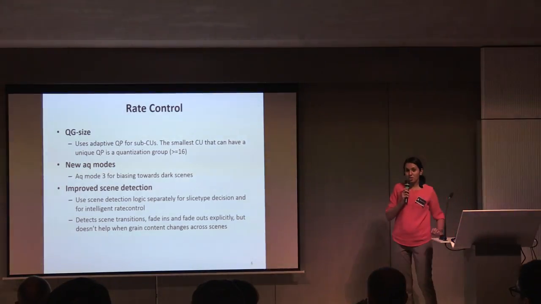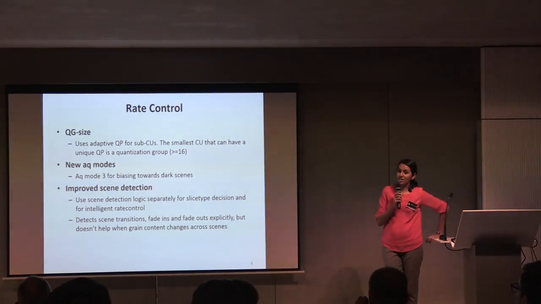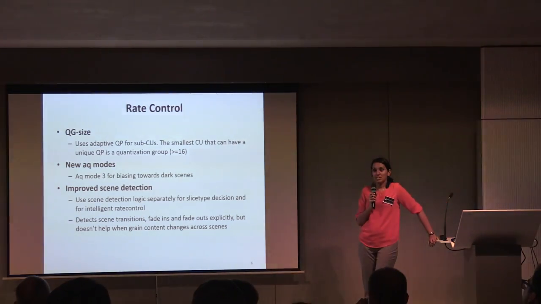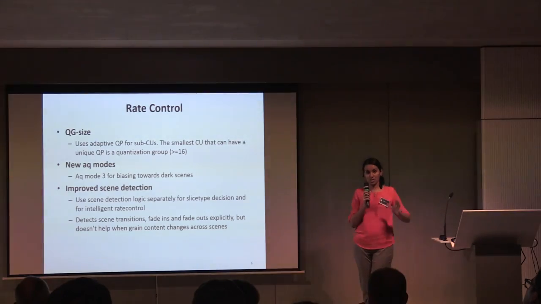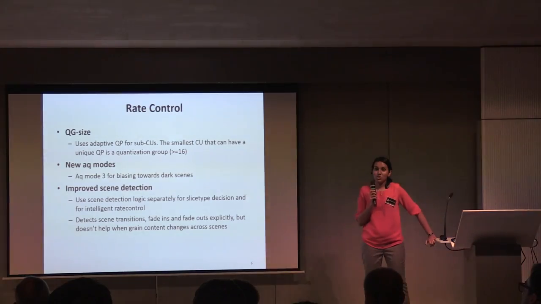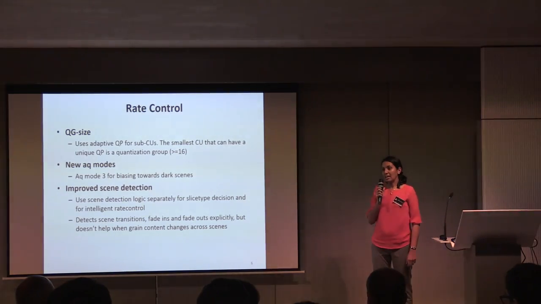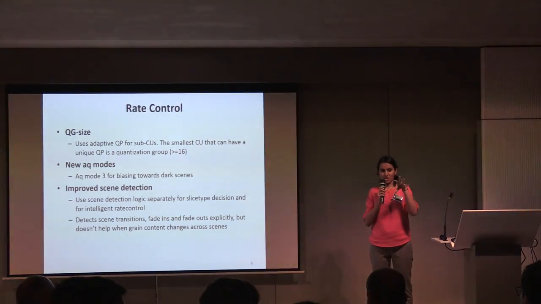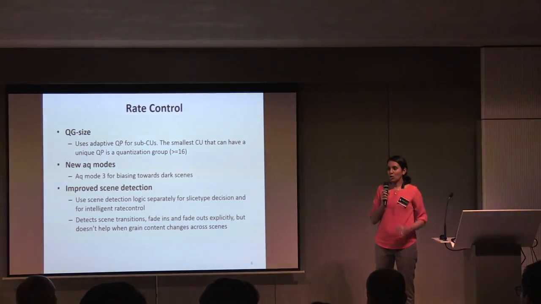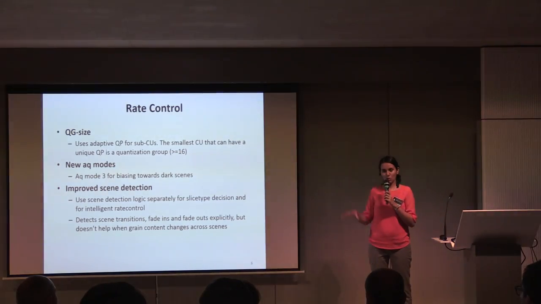In rate control, we've been working heavily on rate control in x265. One of the key features that we implemented was the concept of a quantization group. This was introduced in the HEVC specification, where you could have different QPs for blocks going down to 8x8 or 16x16. Earlier, we just had individual QPs for a 64x64 CTU. Now we introduced support to do adaptive QP at the sub-CTU level as well.